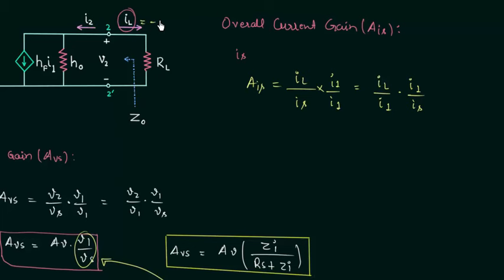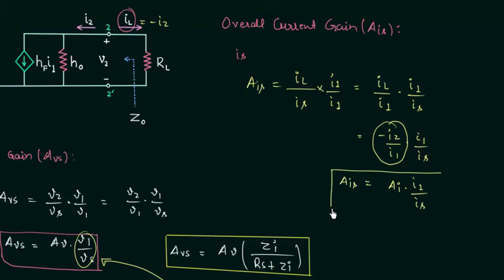The load current IL is equal to minus I2. So we have minus I2 divided by I1 multiplied with I1 divided by IS. Minus I2 by I1 is equal to the current gain. So we have AI multiplied with I1 divided by IS, which is equal to the overall current gain. You can remember this form of the overall current gain.